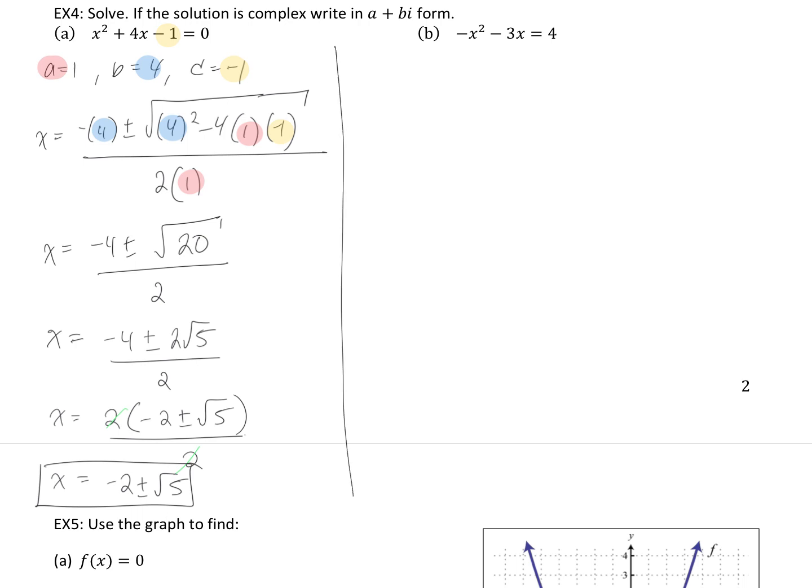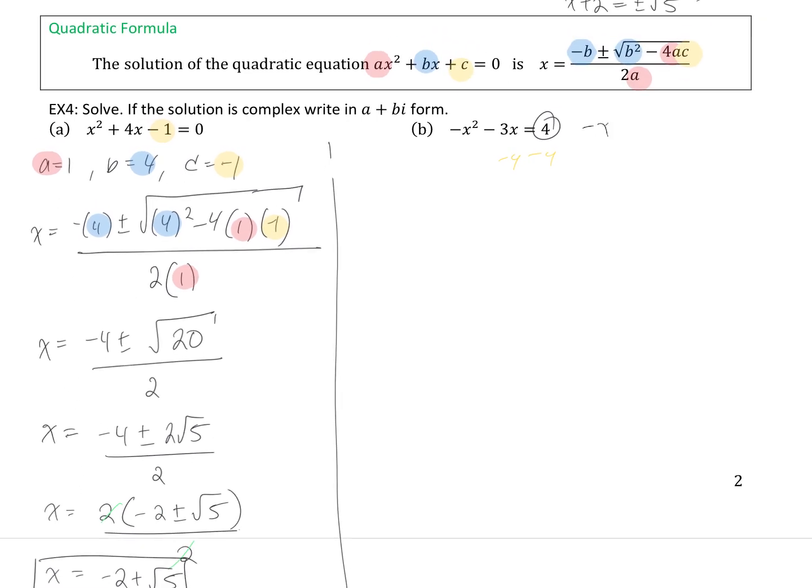So again, feel free to pause the video and try this out by yourself. What are my a, b, and c values? A is negative 1. B is negative 3. Ooh, what is c? Is c 4? Careful, we need to get it into the actual correct form of equal to 0 before we do this. So we have the minus 4 from both sides. And then we can correctly pick off the c value.